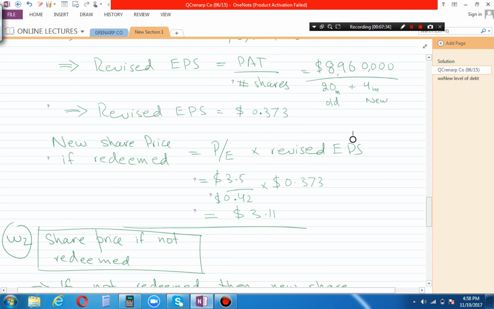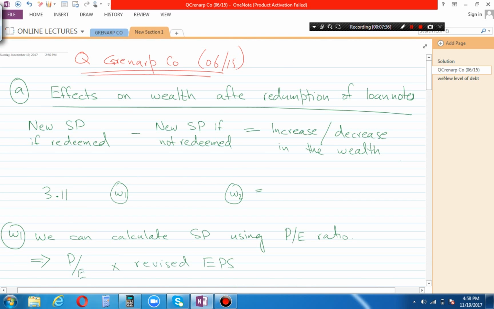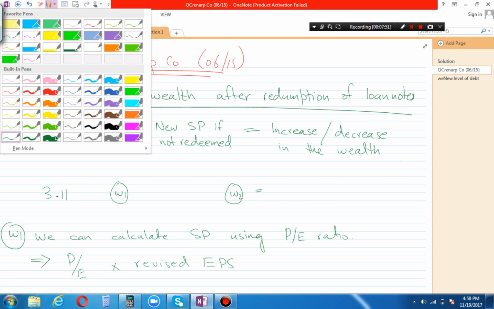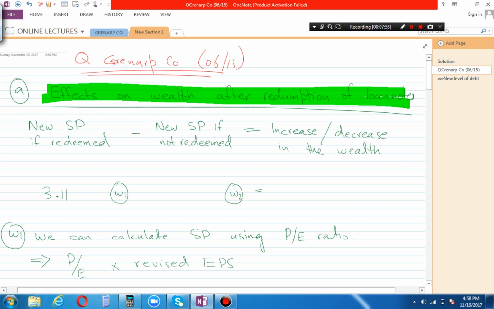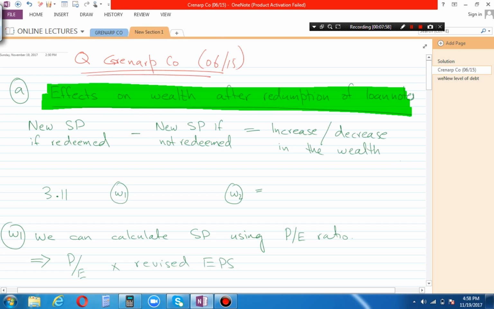This question is called GRENARP, from June 2015. So the question was, what will be the effect on the wealth of the shareholder after redemption of the loan notes? Effects on the wealth of the shareholder after redemption of the loan notes.